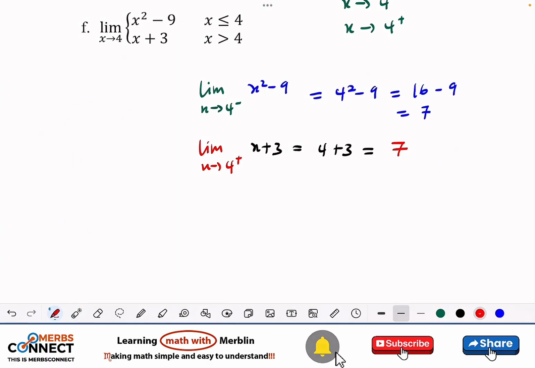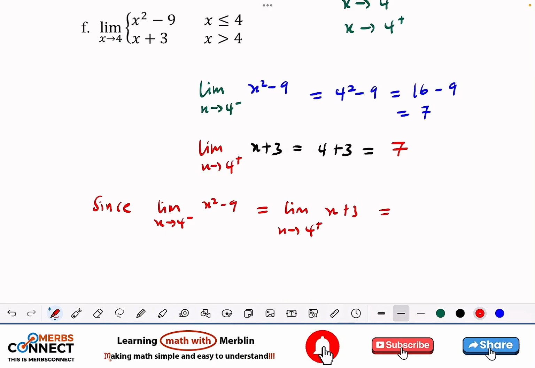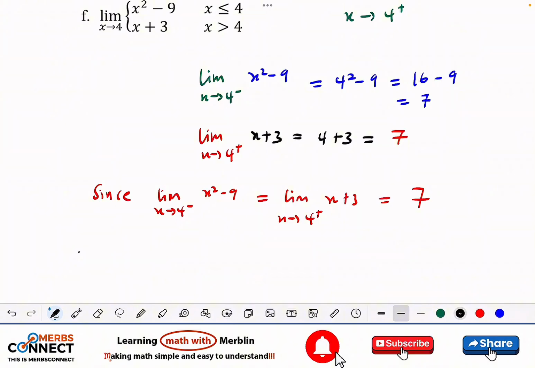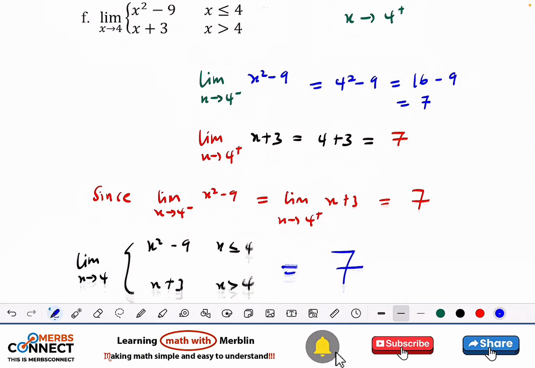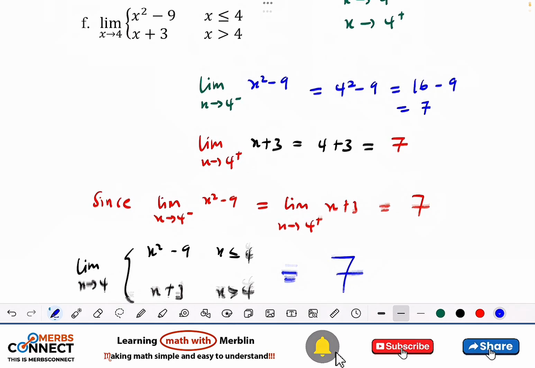So now since limit as x is approaching 4 from the left of x squared minus 9 is the same as limit x is approaching 4 from the right of x plus 3, and they are all equal to 7, then it is not hard to conclude that limit x is approaching 4 of x squared minus 9, x plus 3, for x less than or equal to 4 and x greater than 4, is equal to a big 7. So that is what we just need to conclude on.